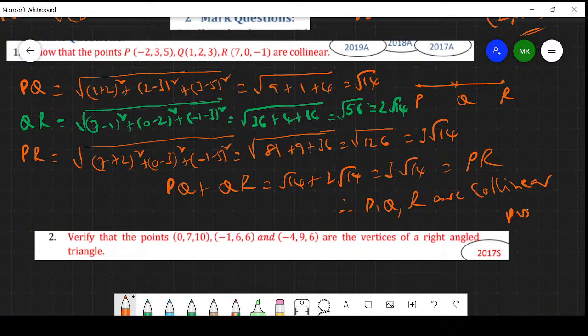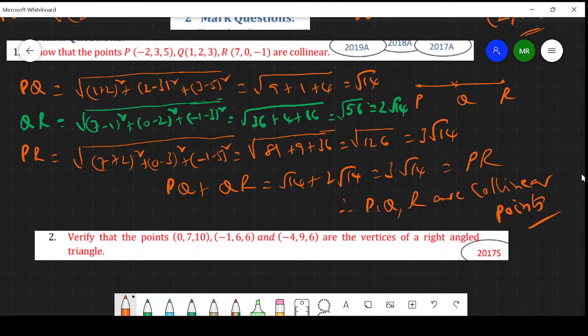Expected, 99% they may ask this question: are the points collinear? I hope you understood this. If you have doubt, please ask me. I will repeat that again. Now see the next problem.